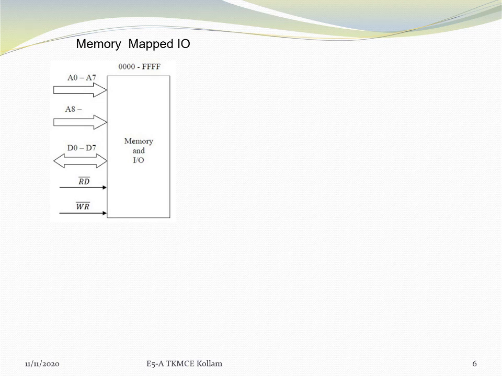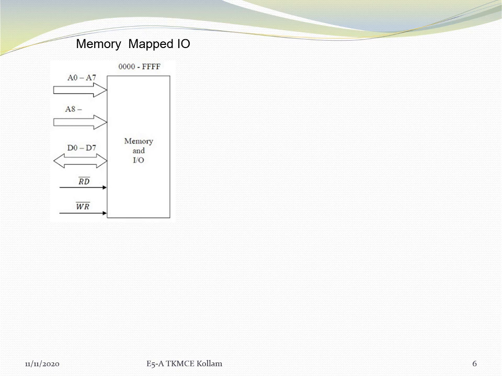Here, the IO/M bar signal is not required in order to distinguish whether the address on the address bus is for a memory related operation or an I/O related operation. Why? Because the I/O device is already treated as an element inside this memory range.